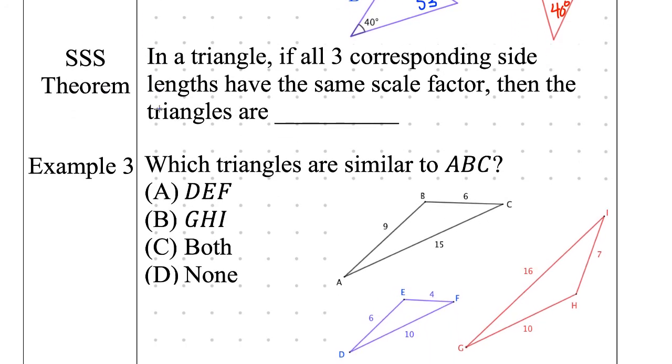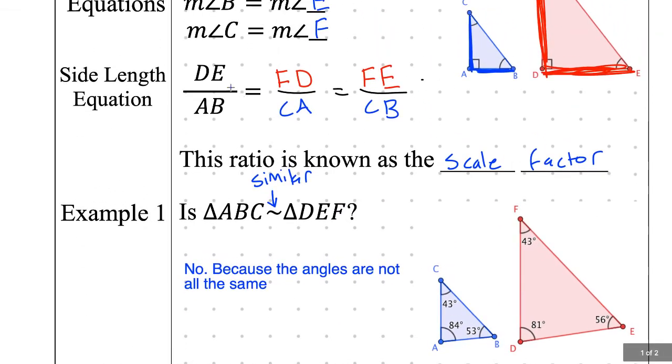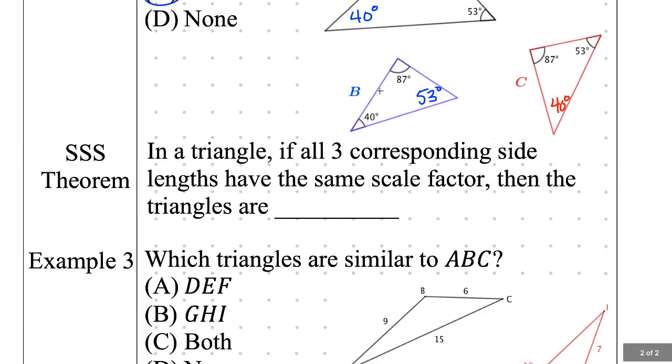All right. Let's talk about the side-side-side theorem. If you have a triangle and all the corresponding side lengths have the same scale factor, again, that's just coming from this definition up here, if all of these fractions are the same fraction, then the triangles are similar.